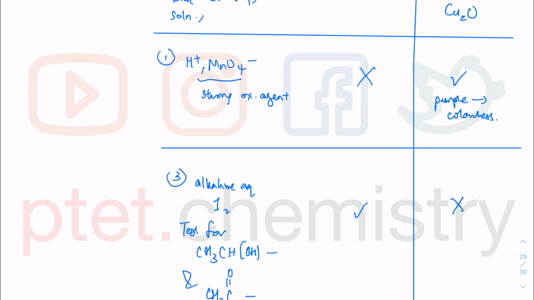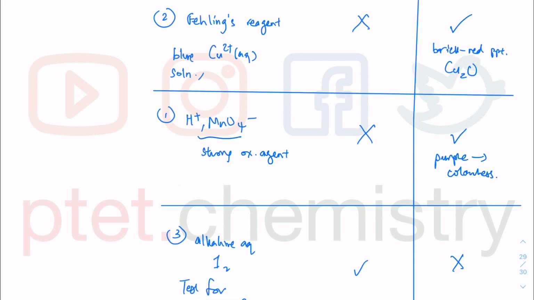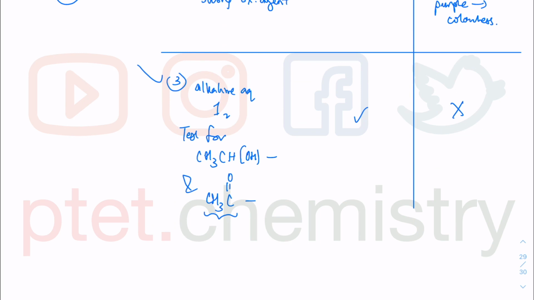So again, it's differing observations. So all 3 tests will give us differing observations. So option A is the correct answer. What we'll see here is a yellow precipitate, and this yellow precipitate is what you call triiodomethane, because it's got 1 carbon methane and it's got 3 iodine with 1 hydrogen.